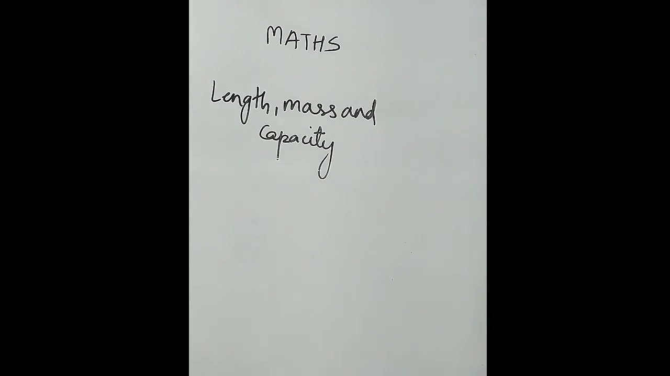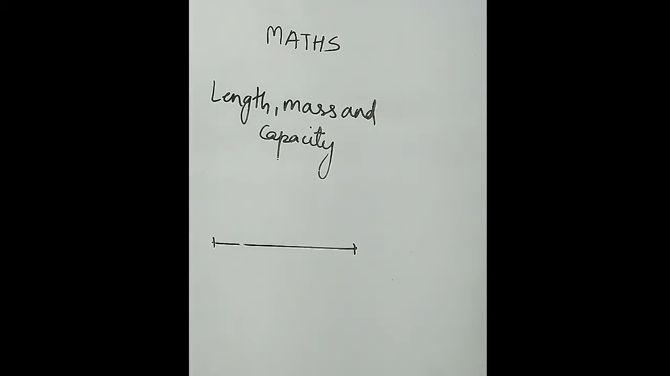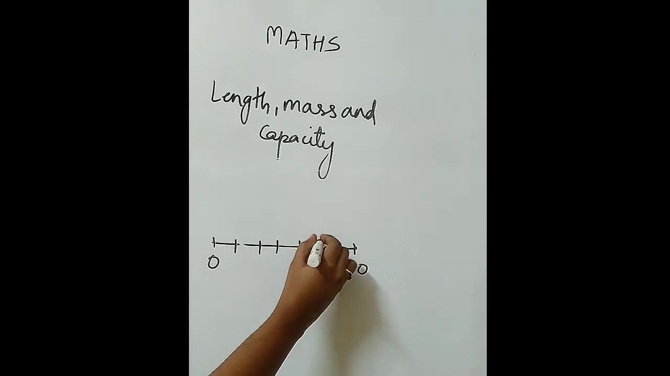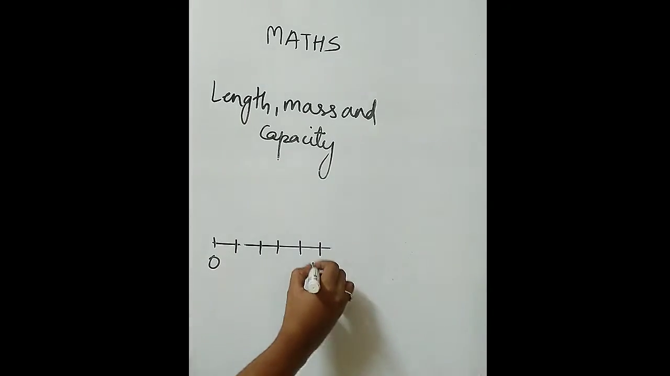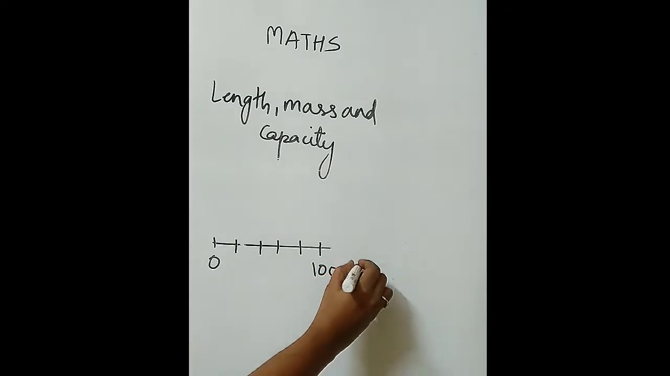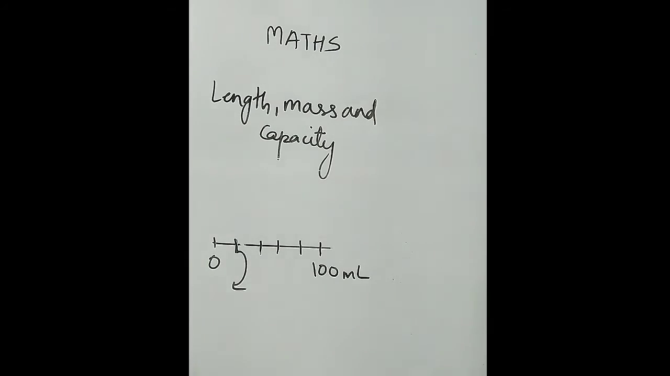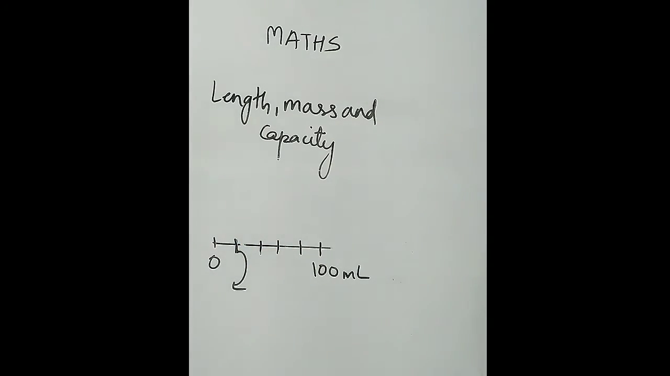In this chapter there is one different topic, that is reading scales. Reading scales means how you will read. I'll take one example, student. I'm talking about a scale from 0 to 100. This is 100 ml. Now this line indicates what is the value of this line. That will be a big question. How you have to do it, I'll tell you very simply. You have to simply count how many divisions there are. 1, 2, 3, 4, 5. Okay, we have 5 divisions.